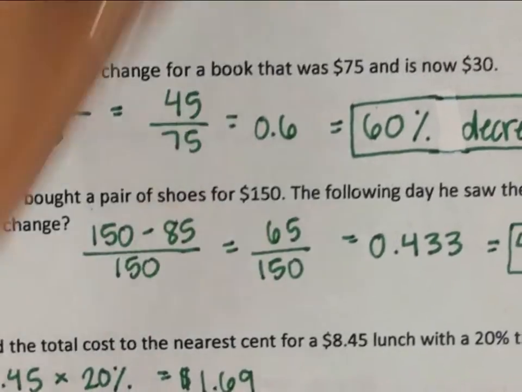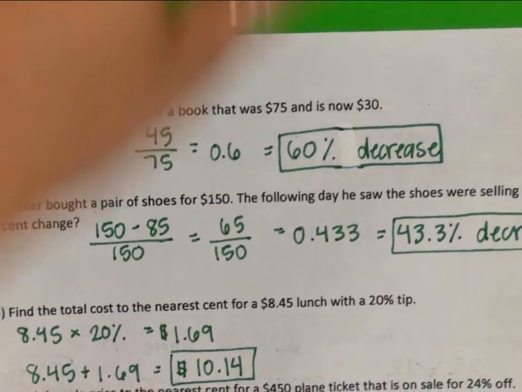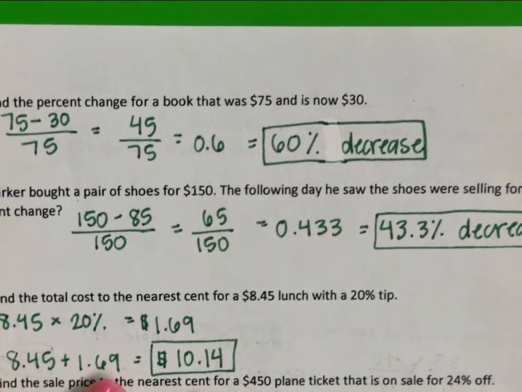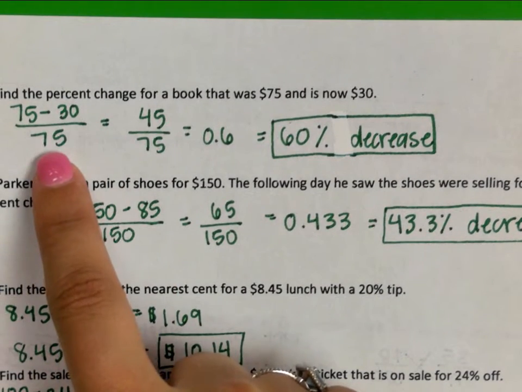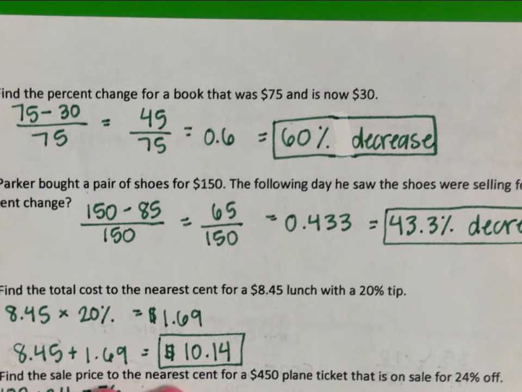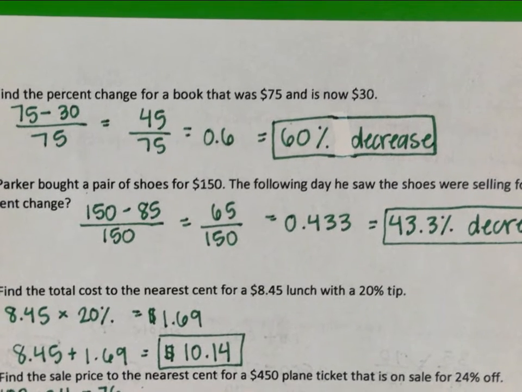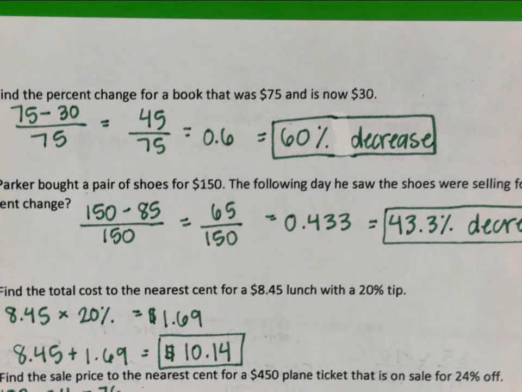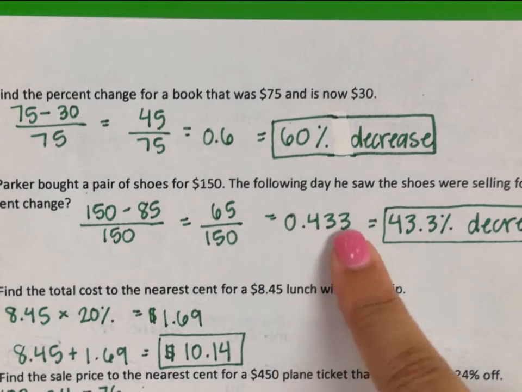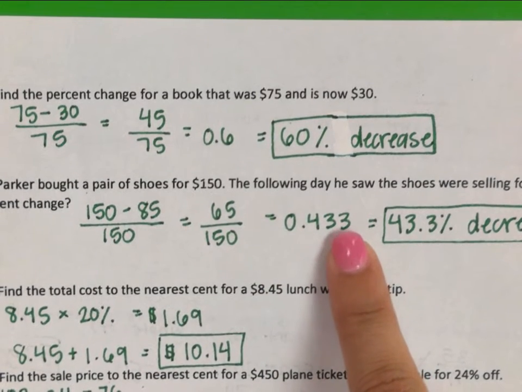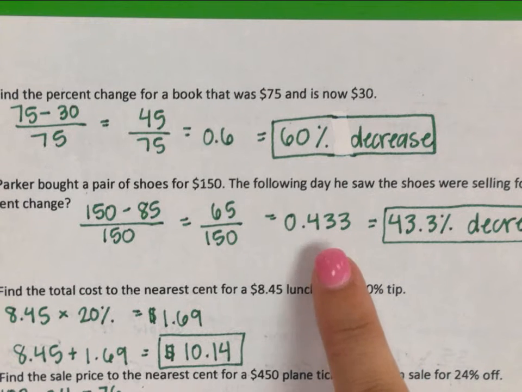All right, flip over. 12 and 13, those are our percent change. So remember, you're finding the amount of change and dividing by the original cost. So 75 minus 30 divided by 75, so you should get a 60% decrease. And number 13, you should get a 43.3% decrease. If you rounded to the nearest whole percent to 43%, I'm fine with that as well. Just remember that if your calculator gave you 0.436 and you rounded to the nearest whole percent, you would have to round that up to 44%. Okay.